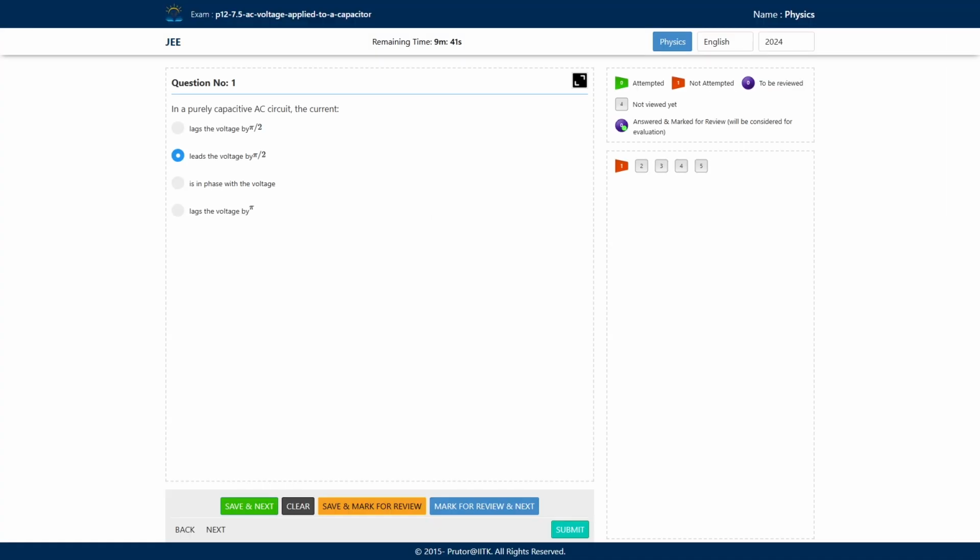Okay. So in a purely capacitive AC circuit, the current lags the voltage by pi by 2, is in phase with the voltage, or lags the voltage by pi. So write your answer in the comment section. So it will lead or lag.